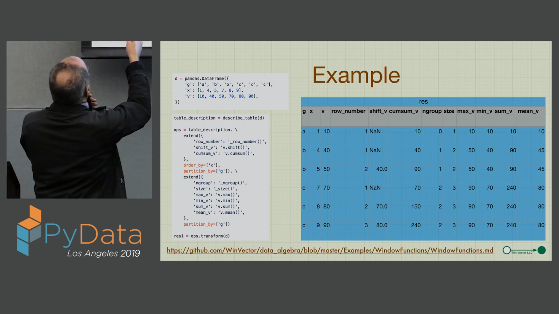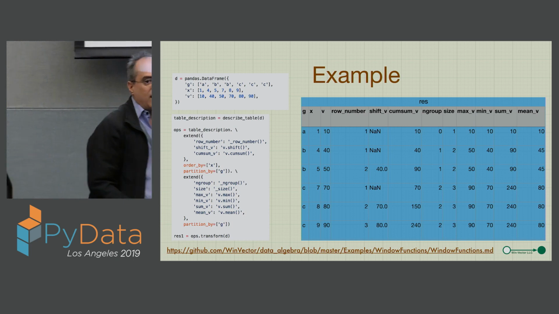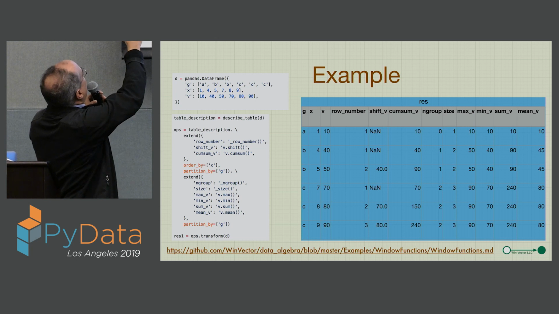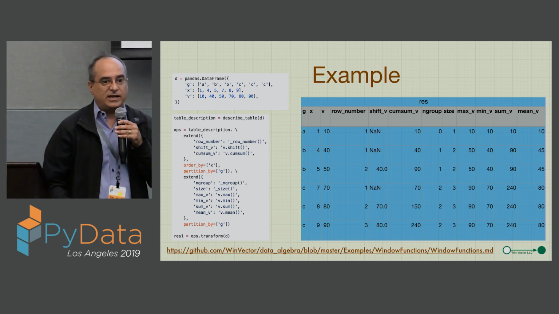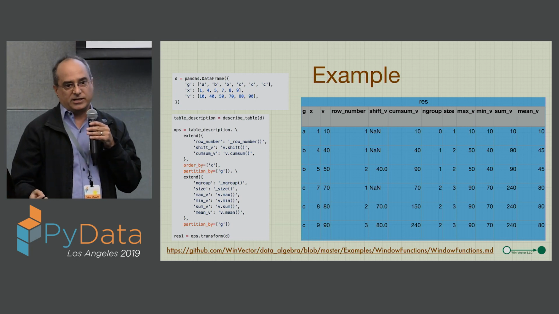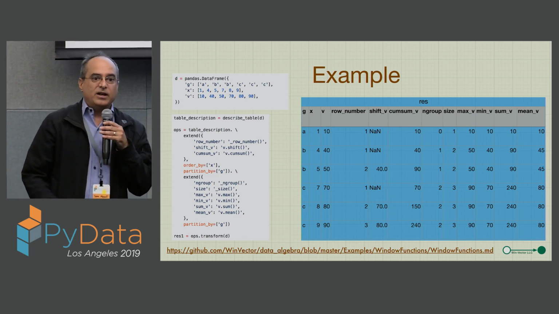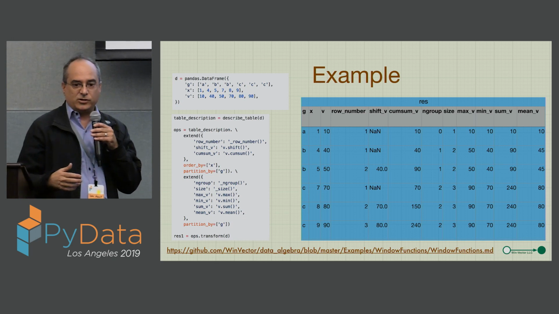And the extend is what Codd would have named adding a column. And what we're saying is order by the variable x and partition by g. So we're basically doing a window function that adds per group summaries into the original data frame. It skips having to build a summary data frame and then joining.